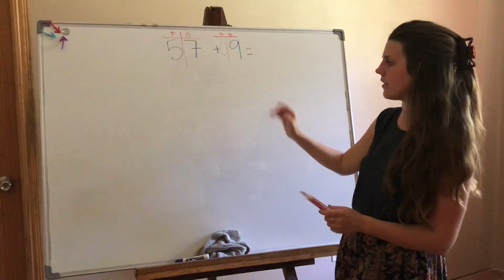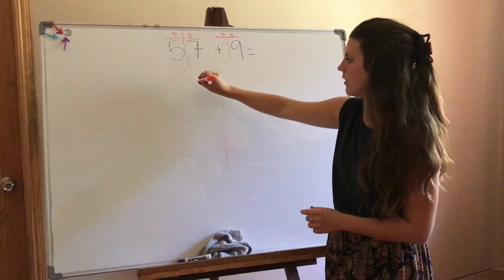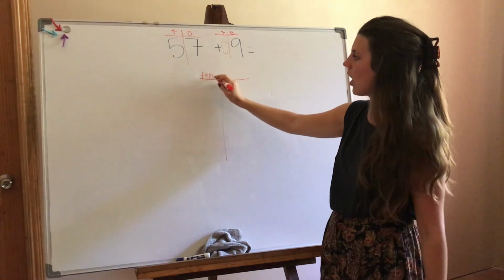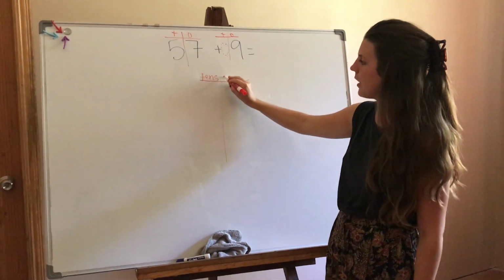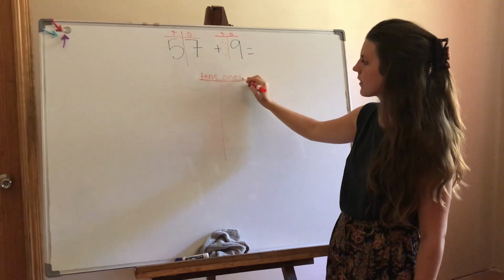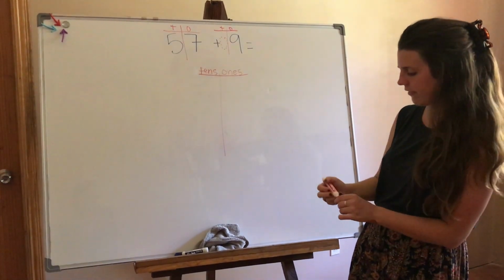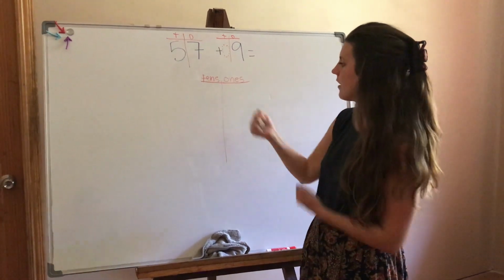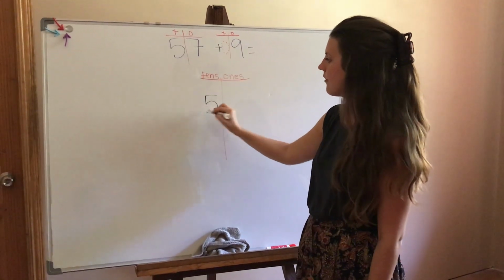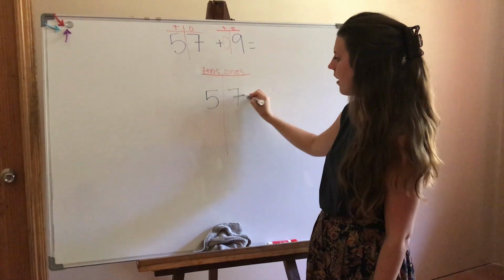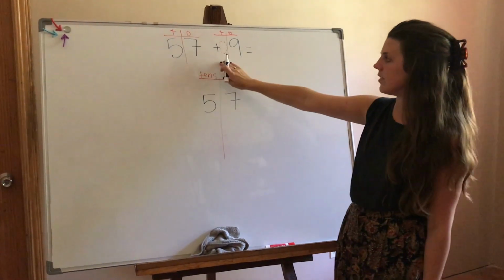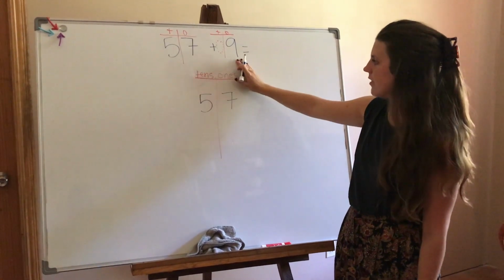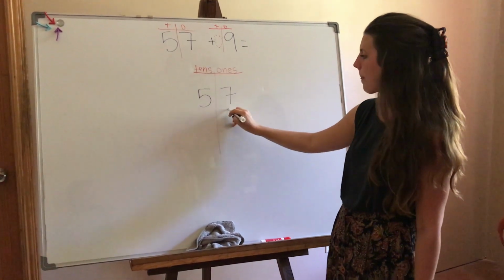Let's align these now by a tens and a ones column. So here is my tens column, and here is my ones column. Let's start with 57. I have 5 tens and 7 ones. Over here I have 0 tens. Do I need to write it? No, it's invisible. And 9 ones.